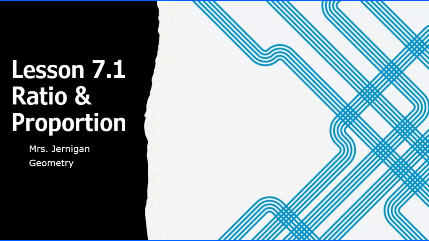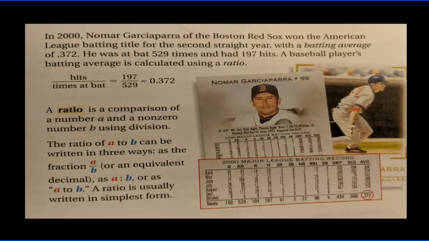Join me on page 357, and look at the very top. We have a little snippet about a baseball player, Nomar Garciaparra. I'm not sure if that's how you say his name. The Boston Red Sox won the American League batting title for the second straight year with a batting average of .372. He was at bat 529 times and had 197 hits.